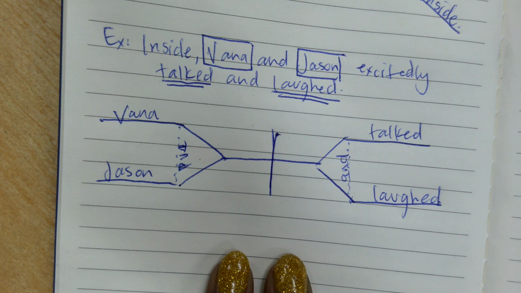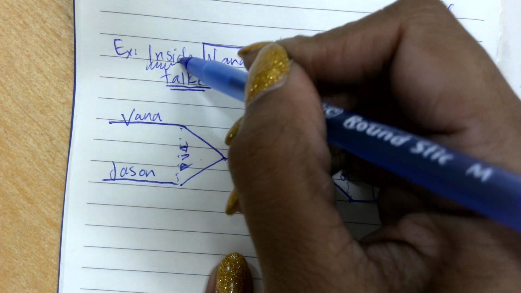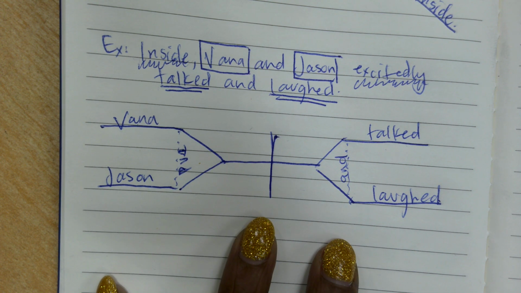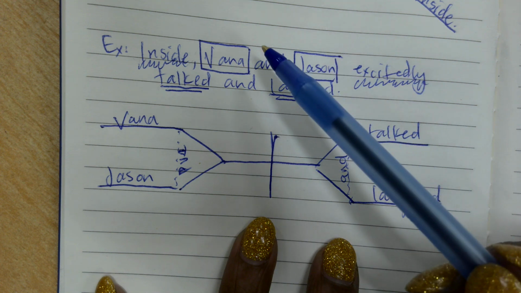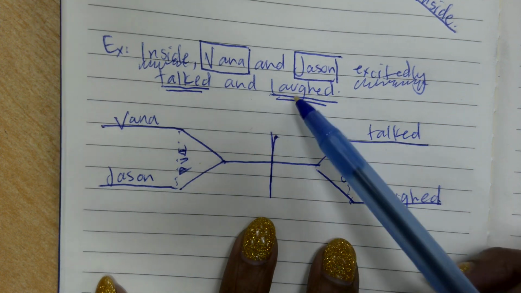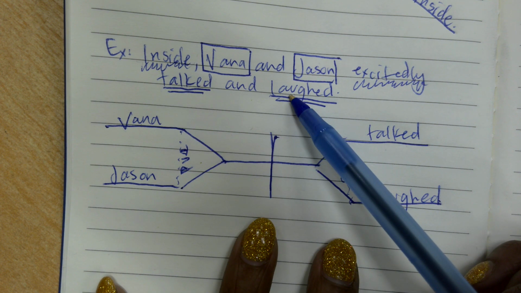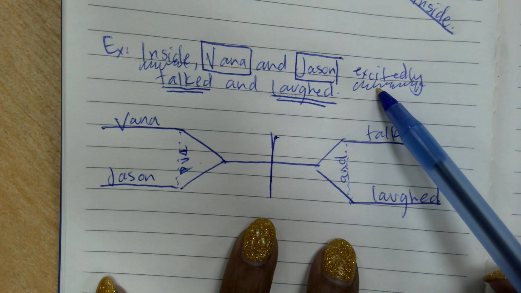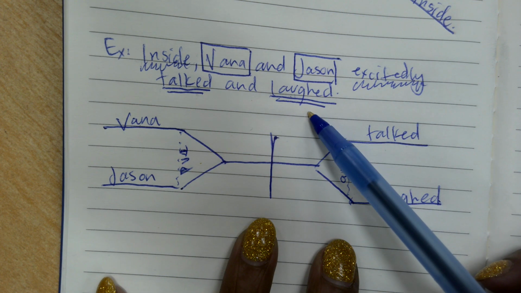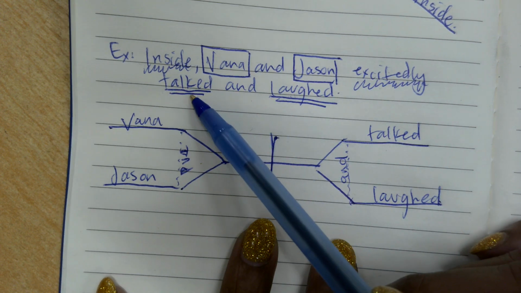Okay, but here's where things get tricky. Notice that we have the modifier inside and we have the modifier excitedly. Okay, what word is inside modifying? It tells us where they talked and where they laughed. It's applied to both of those verbs. In the same way, where it says excitedly, notice how it says excitedly talked, but then excitedly also gets applied to laughed. So now we have modifiers that are applied to both of the verbs.